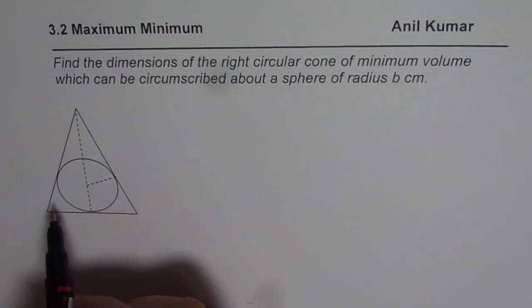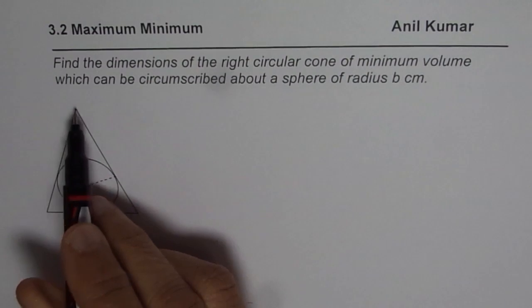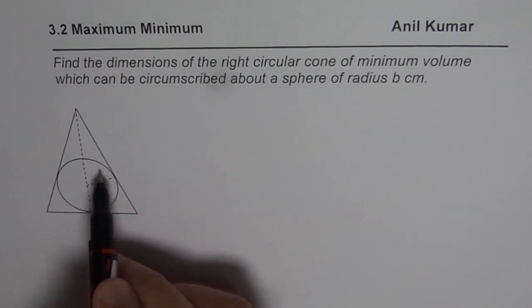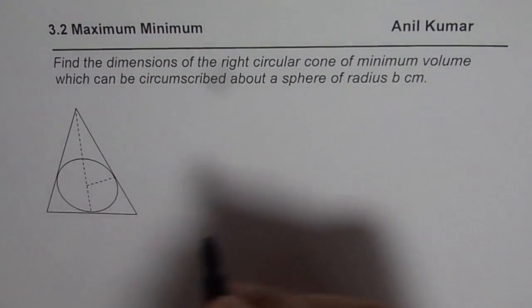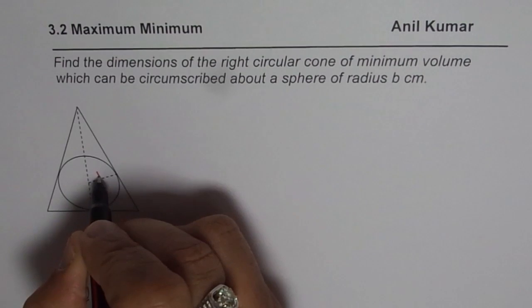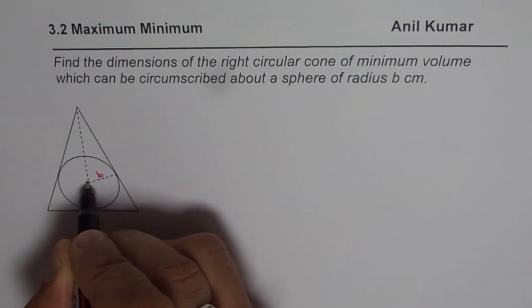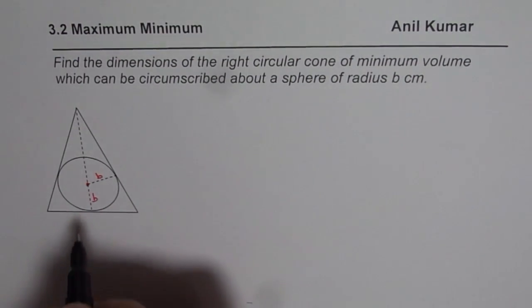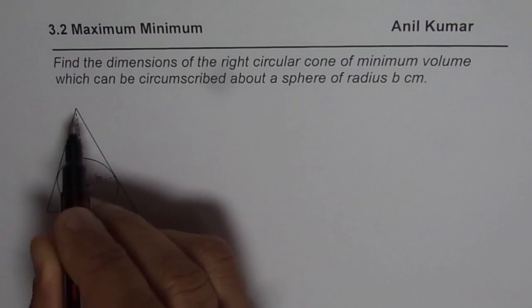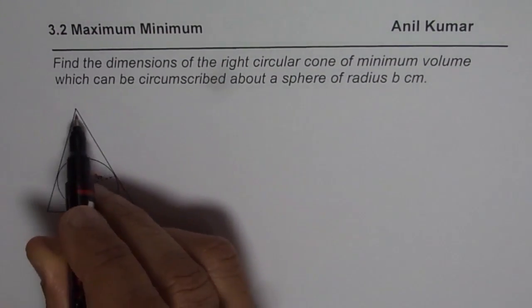This is a cross section of a cone within which we have a sphere, right? So the sphere here is of radius b. So let us say this is radius b for the sphere. That means from the center of the sphere to the edge, it will be b. The cone is circumscribing the sphere.